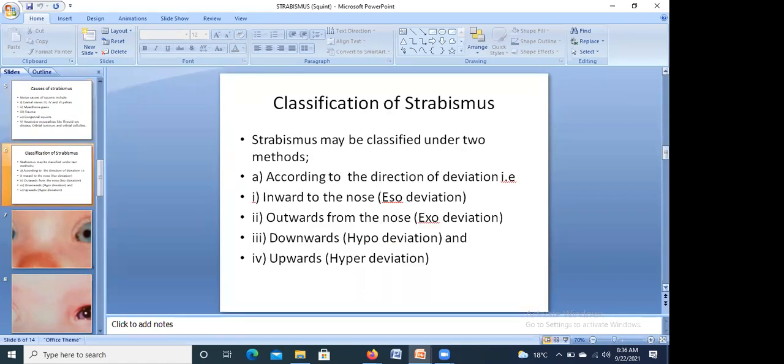We classify strabismus under two methods. The first one is according to the direction of deviation of the eye, whether the eye is deviated inwards, that is towards the nose, that is called an esodeviation, or it is deviated outwards from the nose, that's what we call an exodeviation. And then whether the deviation is downwards, which is called hypodeviation, or upwards, that is hyperdeviation. So those are the four directions an eye can take in terms of deviations.